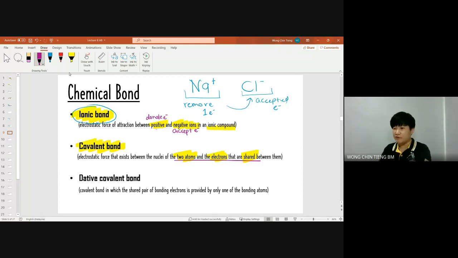Huge thing. Very huge. Which is, your ionic bond before this, you say, is between metal and also non-metal. Setuju? And then your covalent, you always say, is between non-metal and also non-metal. Setuju? Biasa dengar kat SPM?